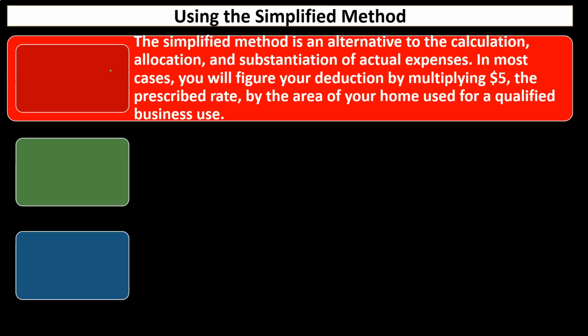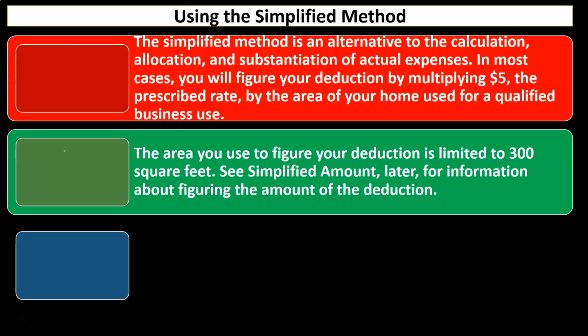So using the simplified method. The simplified method is an alternative to the calculation, allocation, and substantiation of actual expenses. In most cases, you will figure your deduction by multiplying $5, the prescribed rate, by the area of your home used for qualified business. So in this case, basically all you got to do is figure out the area of your home that's for qualified business, right? And then you're in essence gonna get the $5. Now this $5 rate could change from year to year. So be aware that standard rate could change from year to year.